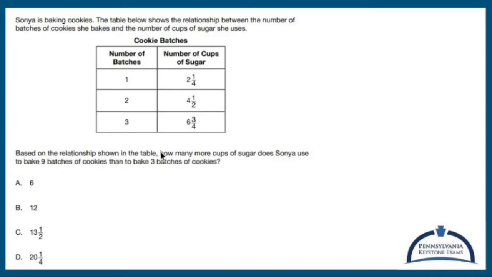Based on the relationship shown in the table, how many more cups of sugar does Sonia use to bake 9 batches of cookies than to bake 3 batches of cookies? So basically, we're going to take 9 batches, subtract out 3 batches, and we care about how much sugar is used for 6 batches of cookies.